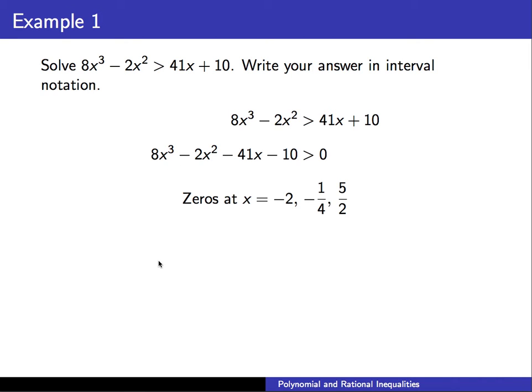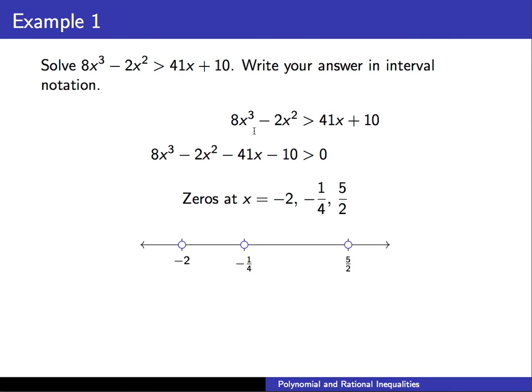So if we find our zeros, we can graph 8x cubed minus 2x squared minus 41x minus 10. It'll equal 0 when x is negative 2, when x is negative 1/4, and when x is 5/2, or 2.5. So we set up our number line. We have negative 2, negative 1/4, and 5/2. Well, at those values, if we plug them into the original inequality here, we will get a false statement.